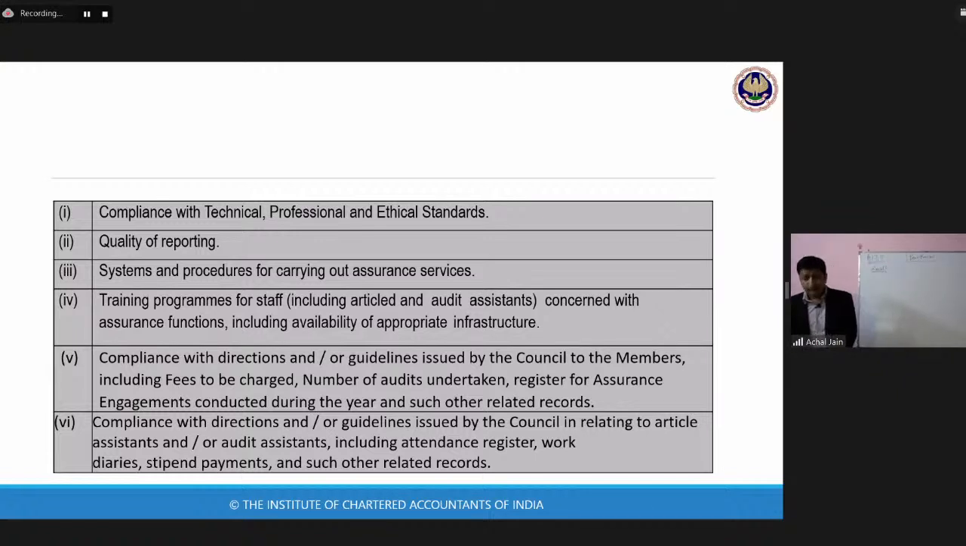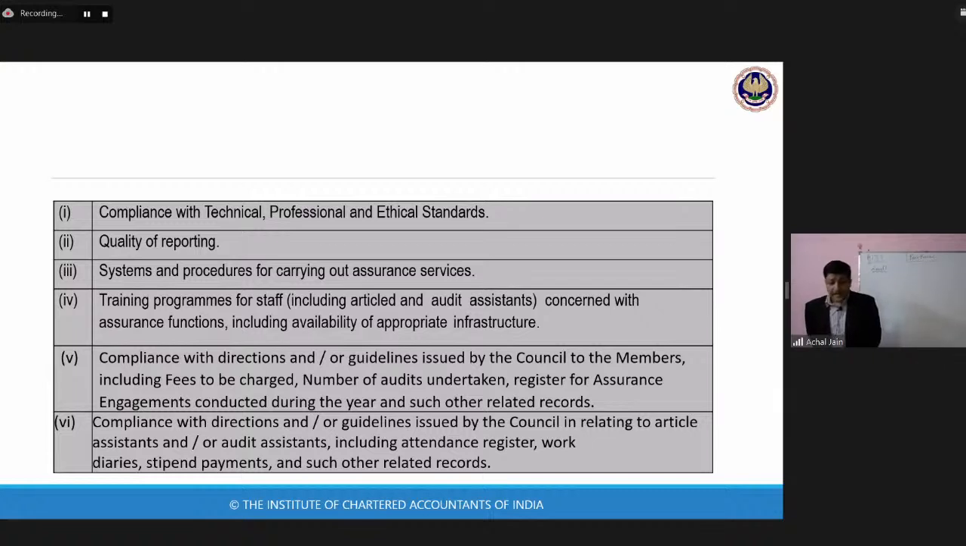Central statutory audit of insurance companies, statutory audit of asset management companies or mutual funds, statutory audit of enterprises whose equity or debt securities are listed in India or outside India. So that means about the statutory audit of listed companies. Statutory audit of any body corporate, including trusts, which are covered under public interest entities.